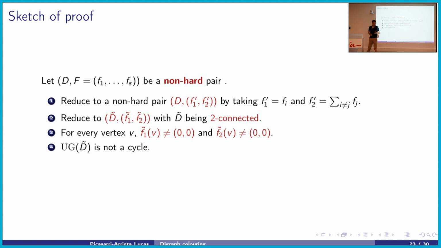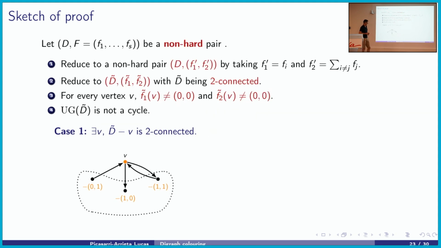And then the third and fourth steps consist of proving that we can assume that both colors must be available on every vertex, and that the underlying graph of our digraph is not just a cycle. The idea is that if one of these two properties is not true, then we can directly find an F dicoloring of our digraph. And then now we can separate two cases.